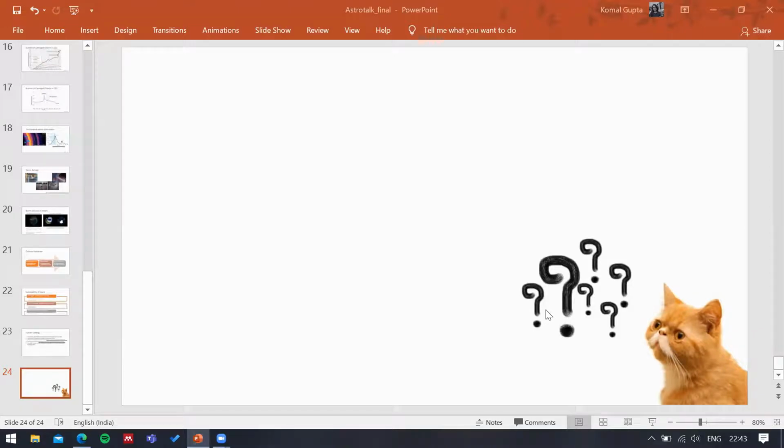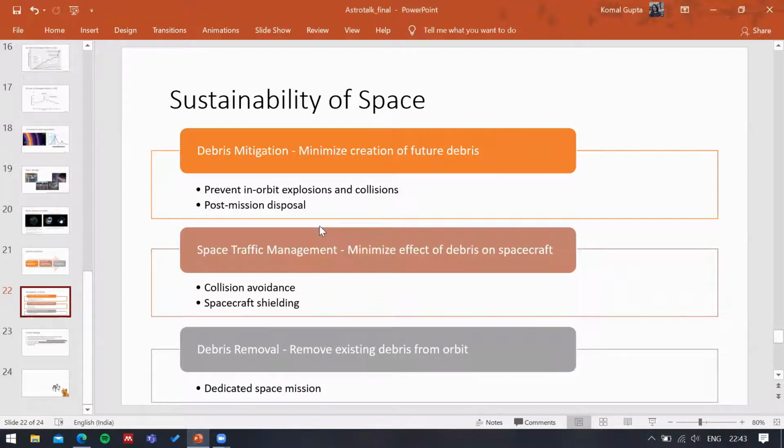But it's something that people have started to think about now, because the first two of these can only take us so far. For sustainability of space, we need a long-term method, and debris removal is a long-term method.